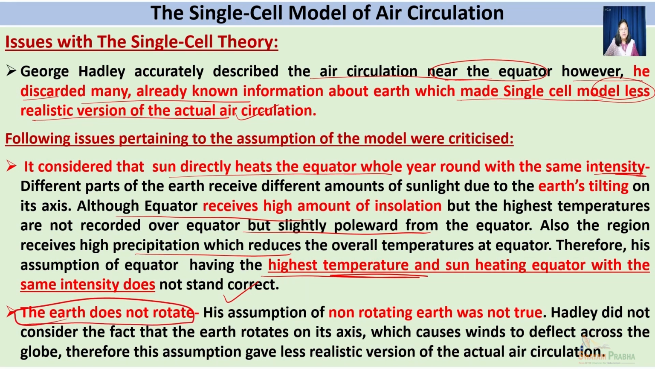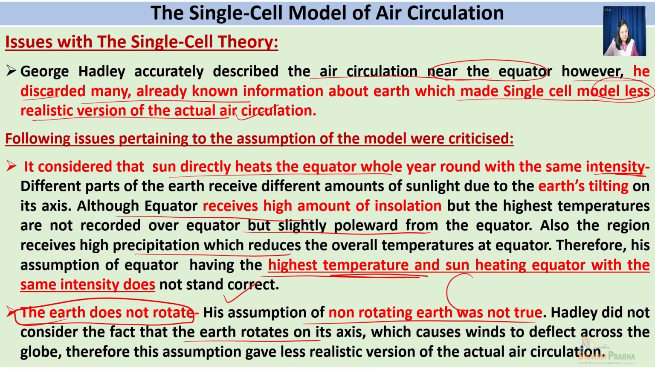Besides this, he discarded the rotation of Earth. So his assumption of a non-rotating Earth was not true, and he discarded the fact that the Earth rotates on its axis. Today we know that the Earth rotates on its axis, which causes wind to deflect from one direction to another, primarily because of the apparent rotation force, which is the Coriolis force. So when he discarded the rotation of Earth, he mainly discarded the existence of the Coriolis force also.